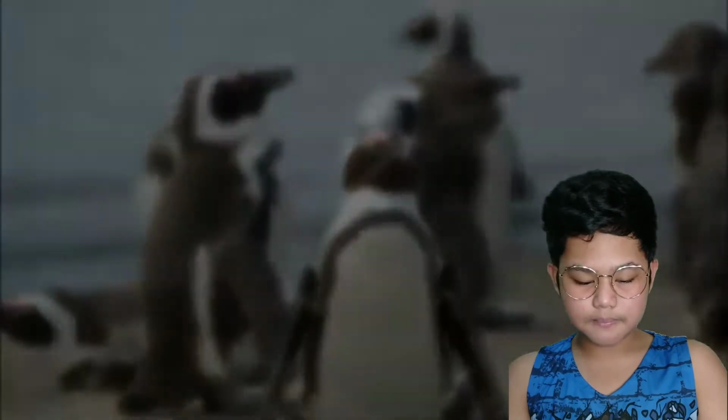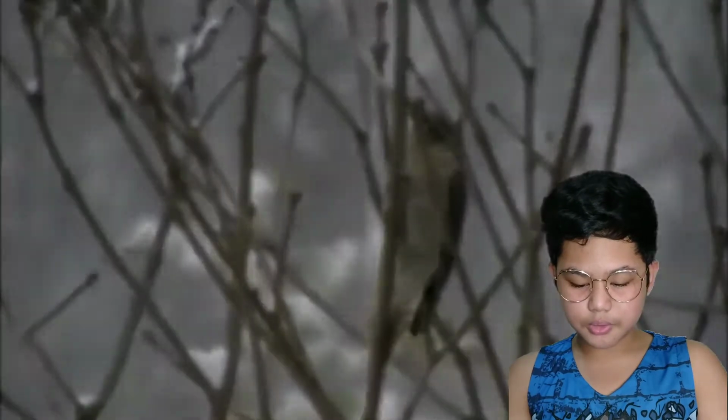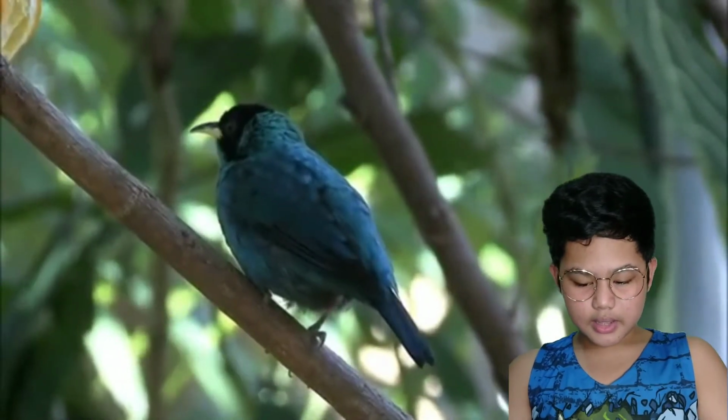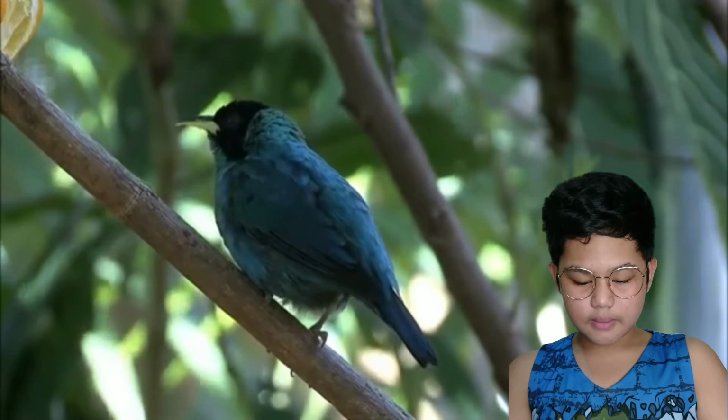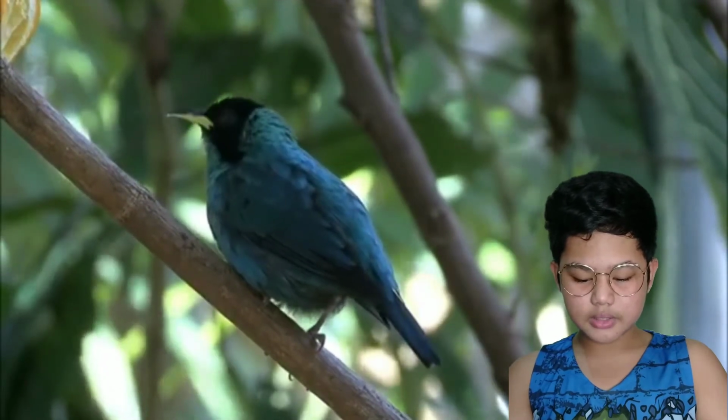Unlike fish, amphibians, and reptiles, birds are warm-blooded. That means that they can maintain a constant body temperature. Birds lay eggs, but unlike the eggs of reptiles, bird eggs have a hard shell.